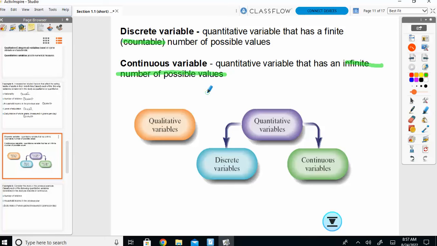Why? Does something just weigh 50 pounds? Can it be 50.1 or 50.01 or 50.0001? If you have all those decimal possibilities, that's going to make it continuous. If it's something you could list out the options, that's discrete.